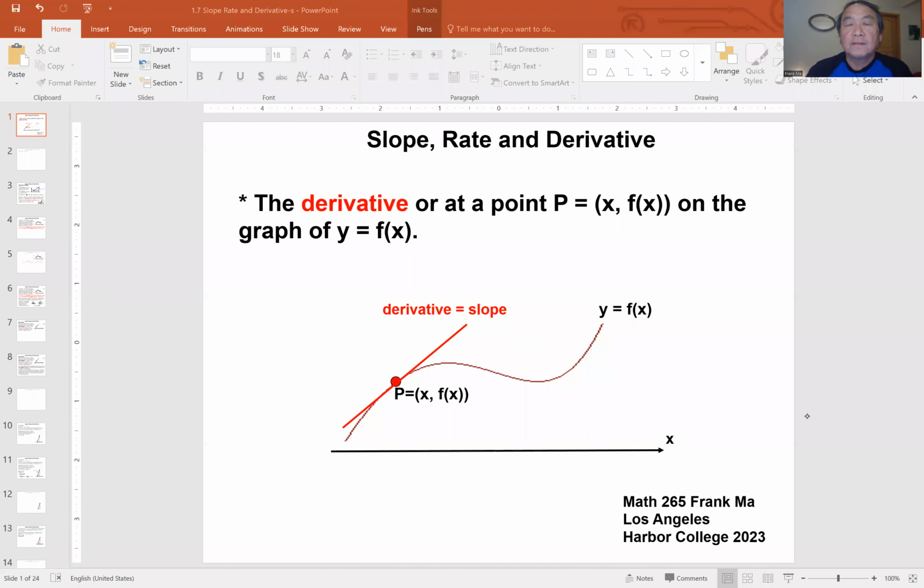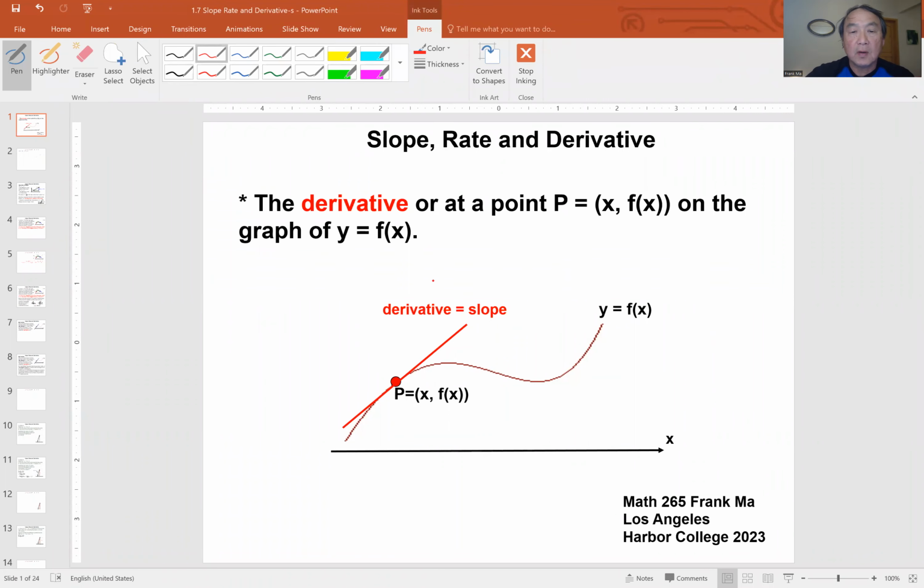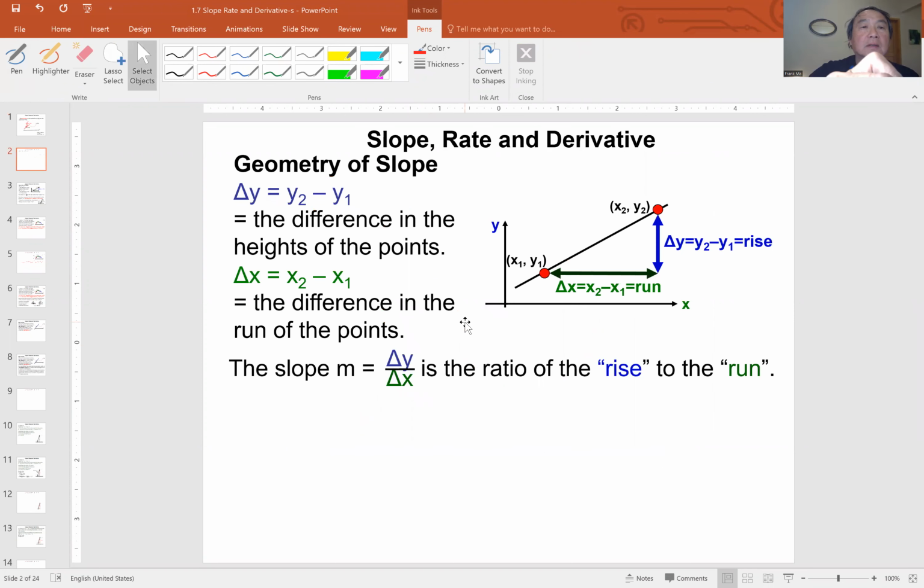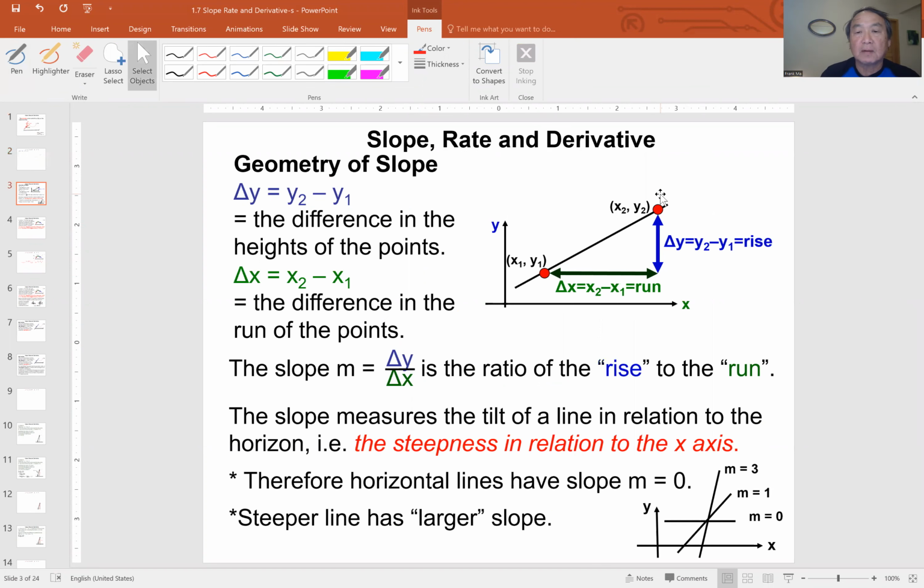The derivative at a point on a curve is the slope of the tangent line at that point, with these pictures. Let's start with slope again. Reminder: slope. If I have 2 points, a straight line passing through the 2 points, then the delta y over delta x measures the slope, and it measures the steepness of the line.